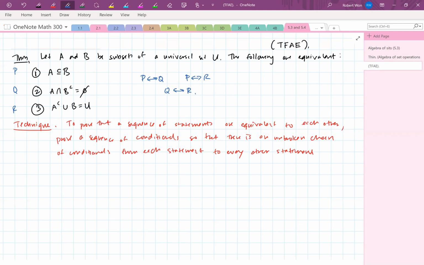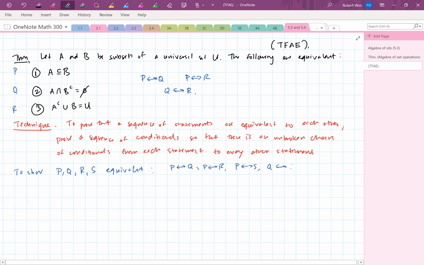then actually let's even go to a bigger example. Right? Suppose we have 4 statements, P, Q, R, S. So to show that these are all equivalent, in principle, a priori, you would need to prove 6 separate if and only if statements, right? Technically, you would need to prove P if and only if Q, P if and only if R, P if and only if S, Q if and only if R, Q if and only if S, R if and only if S. That would show that every statement is logically equivalent to every other statement.